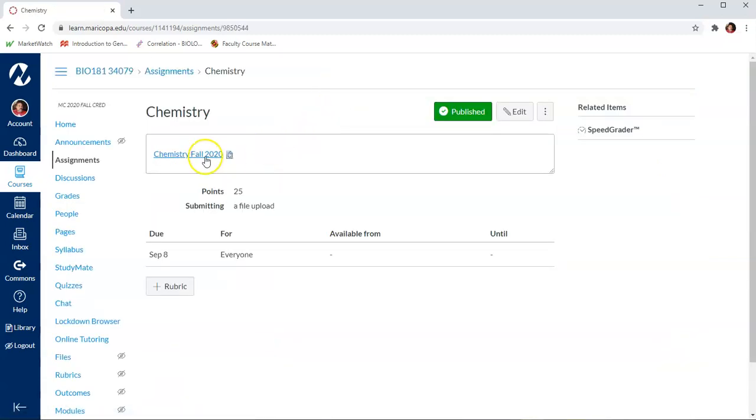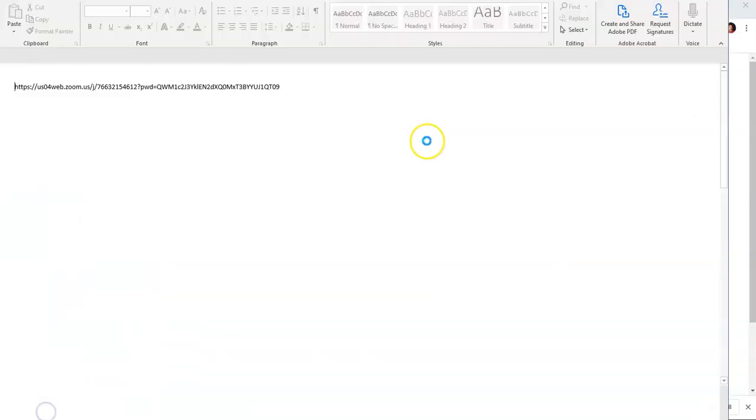So you'll click on that, and then there'll be a Word document link. So you don't need a lab manual for this semester. Everything's online. You click on that. It'll download it, and you can open it.